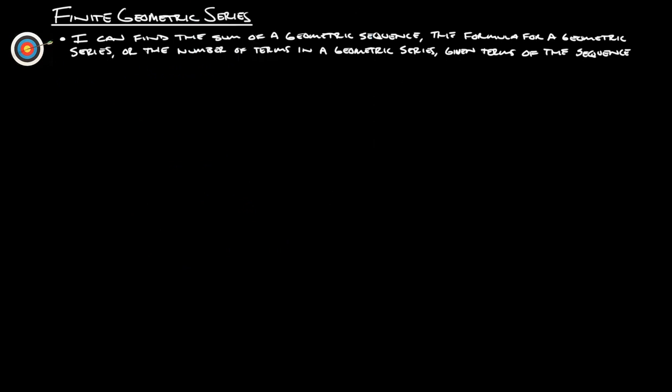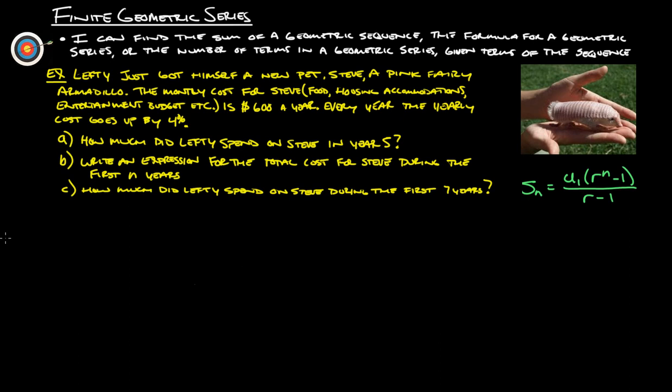All right. Let's take a look at our next example. Lefty just got himself a new pet Steve, a pink fairy armadillo. The monthly cost for Steve for everything is $600. That says the monthly cost, so let's get rid of monthly. So the cost for Steve is $600 a year. Every year, the yearly cost goes up by 4%. How much did Lefty spend on Steve in year 5?